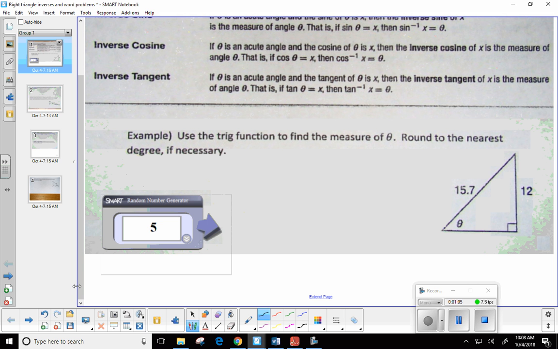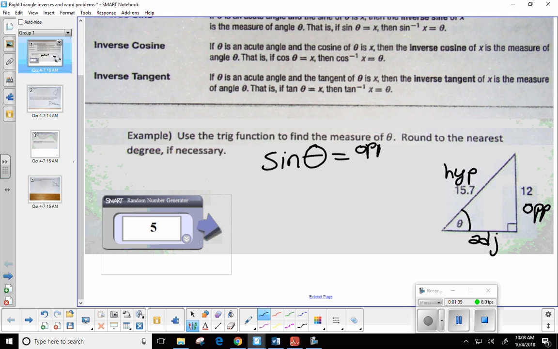On our triangle, we obviously see that we have theta right here in the bottom corner. The opposite side from that is this 12 over here, our adjacent is this side down here on the bottom, and the hypotenuse is this long side with the 15.7. So we'll set up the function that we're going to use with this one. With SOHCAHTOA, we know that sine is the opposite over the hypotenuse. So we have the sine of theta equals the opposite over the hypotenuse.